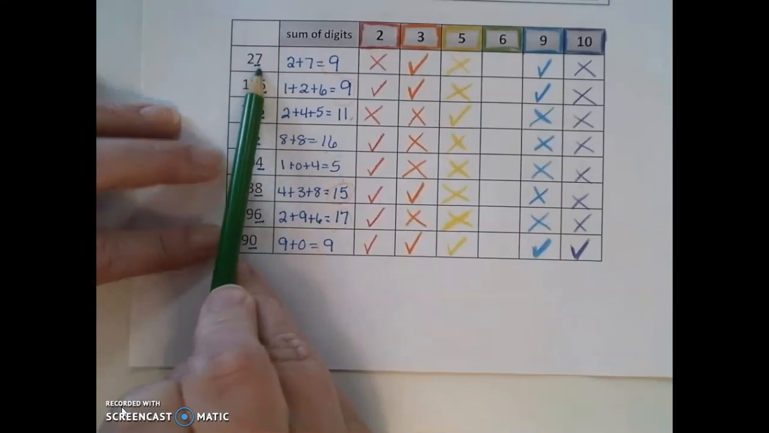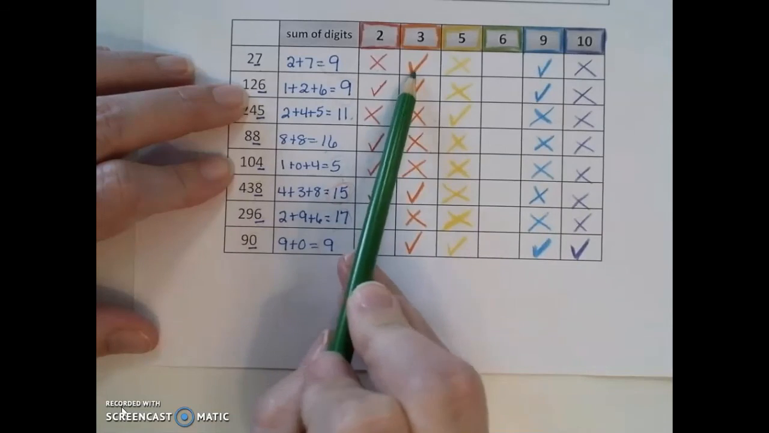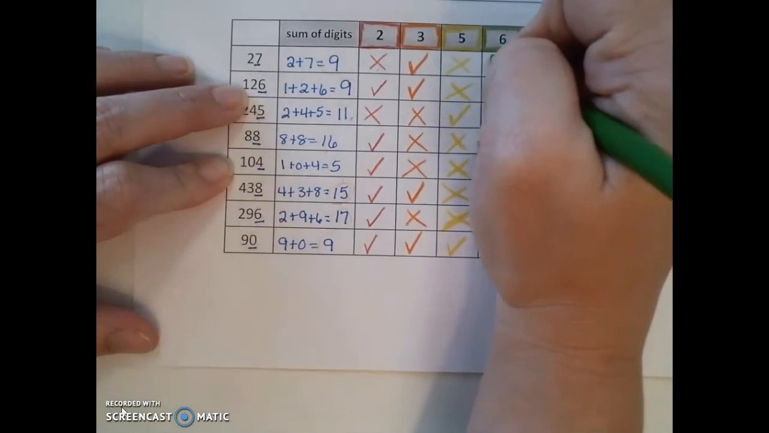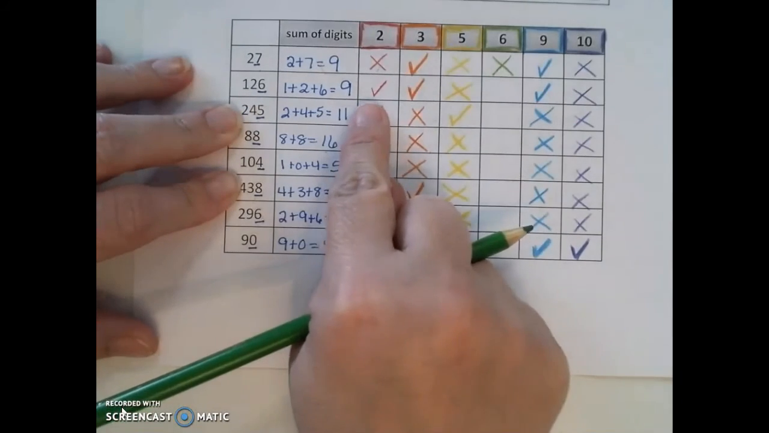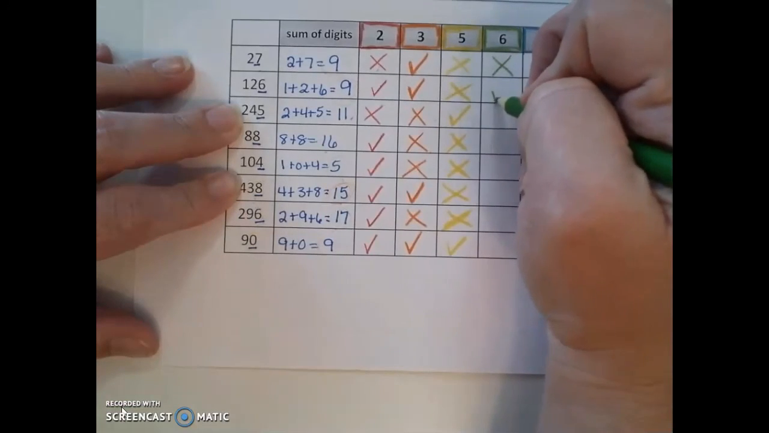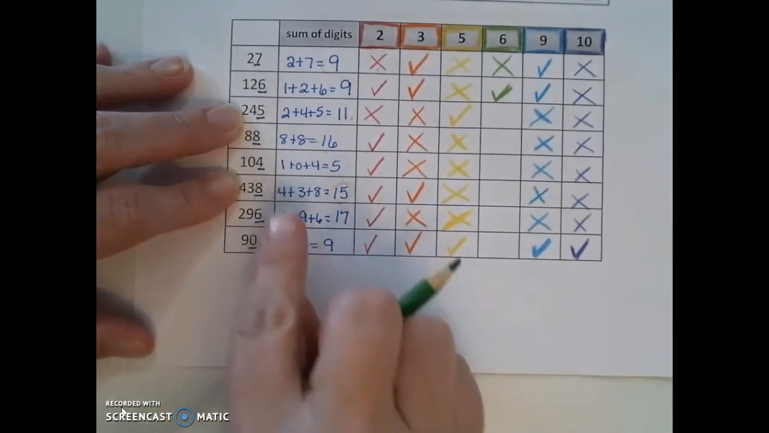Looking at 27, it is not divisible by 2, but it is divisible by 3. They both have to be a yes, so this number is not divisible by 6. 126 is divisible by 2 and 3, so 2 yeses means that we can divide that number evenly by 6. So 126 is divisible by 6.